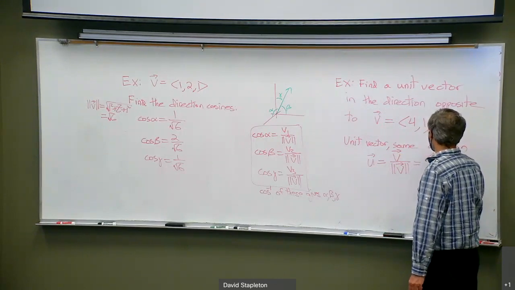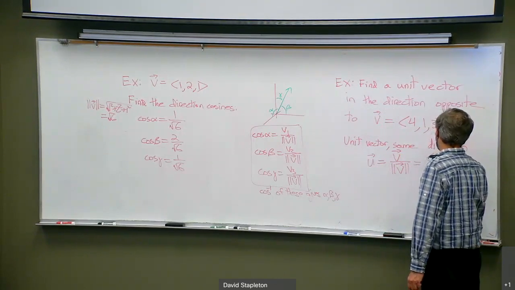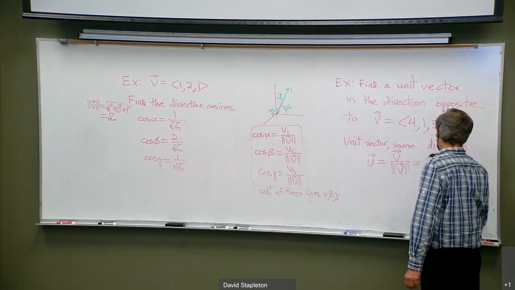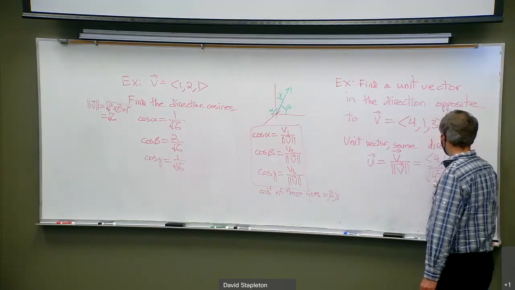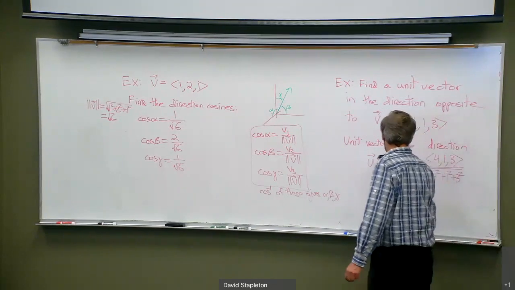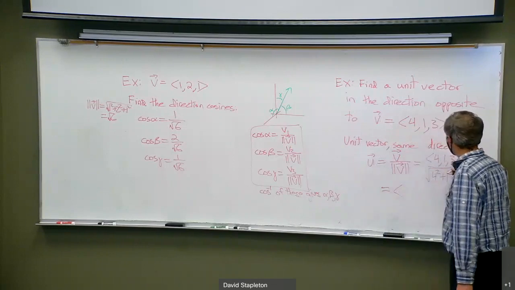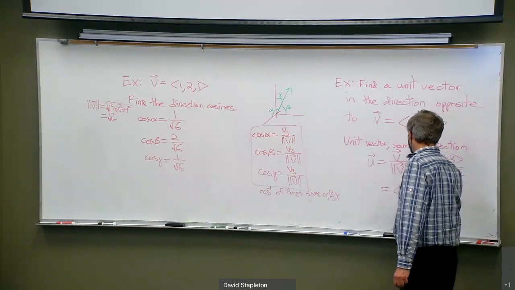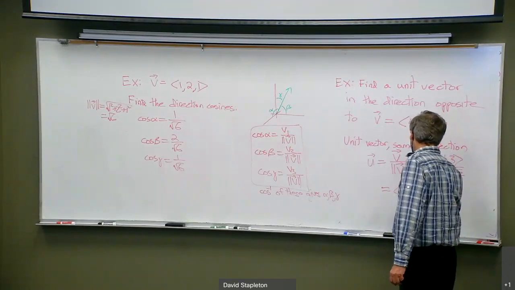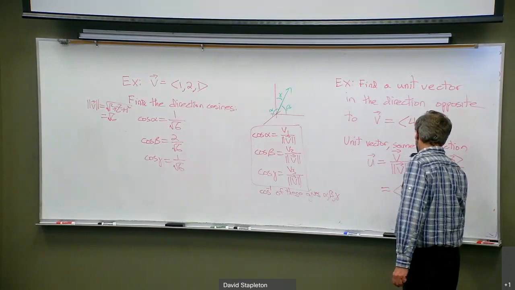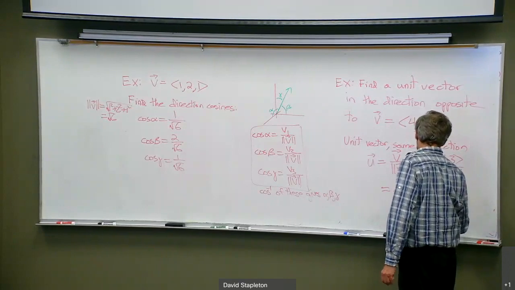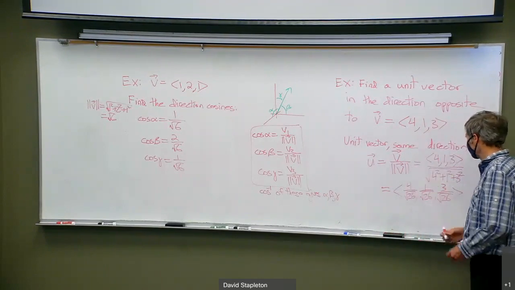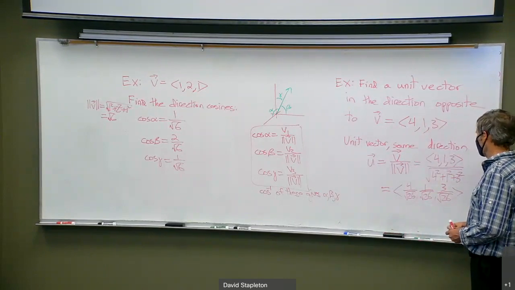So I have 4, 1, 3 over the square root of the sum of the squares of those: 4 squared plus 1 squared plus 3 squared. Well, this is 26 on the bottom. So the vector is multiplied by the number 1 over square root 26, and I get 4 over square root 26, 1 over square root 26, 3 over square root 26. We can simplify that slightly. I haven't rationalized the denominator, but there's a unit vector in the same direction.